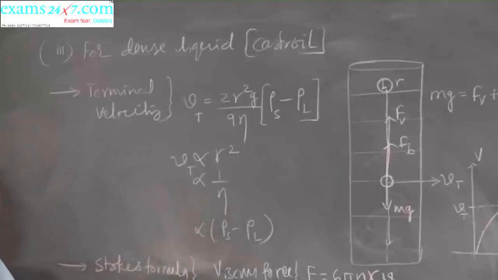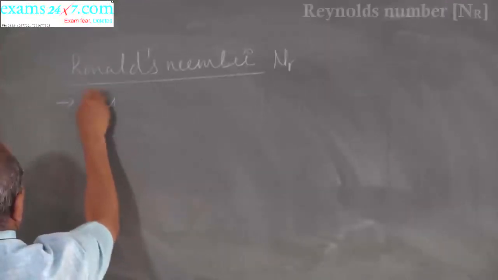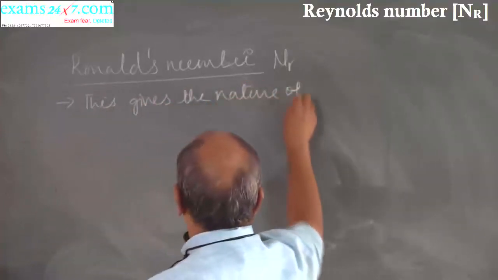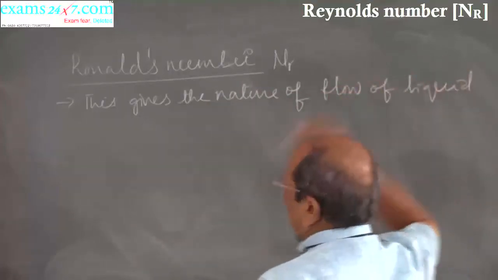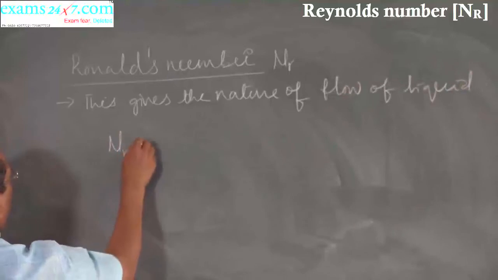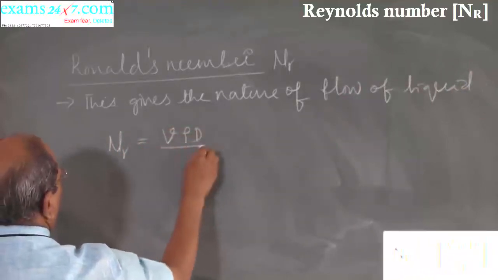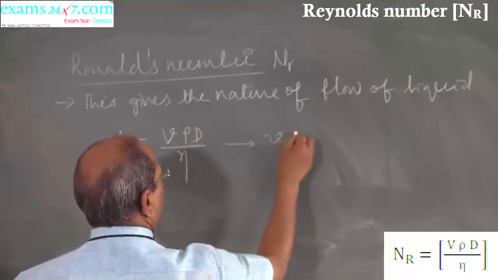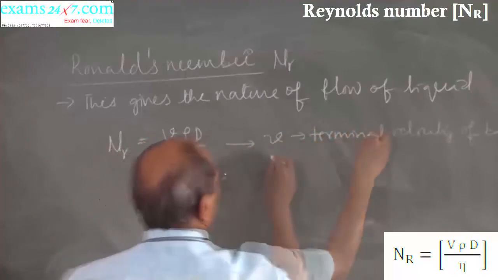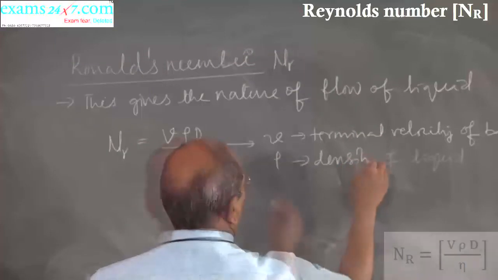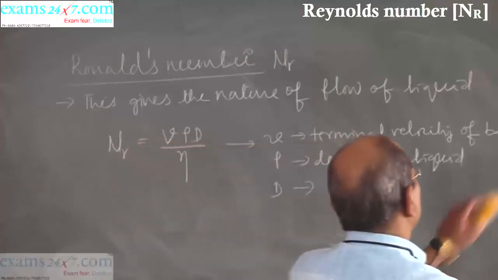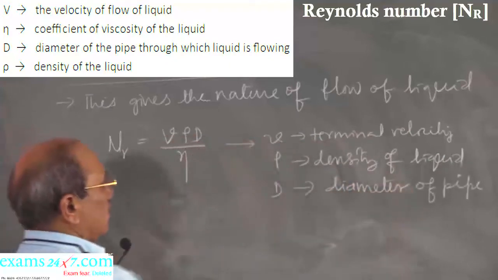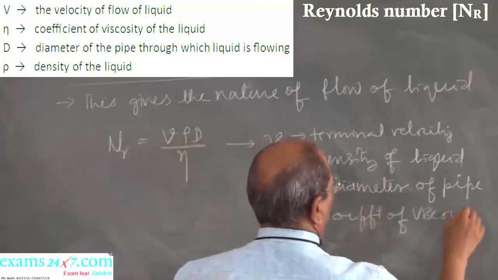With this we are finally coming to Reynolds number. This gives us the nature of flow of liquid, and its expression is determined by V rho d upon eta, where V refers to terminal velocity, rho refers to density, d refers to diameter of pipe, and eta is the coefficient of viscosity of the fluid.